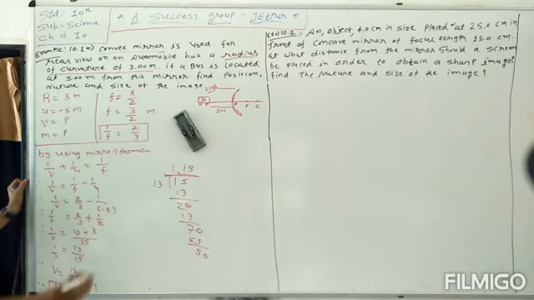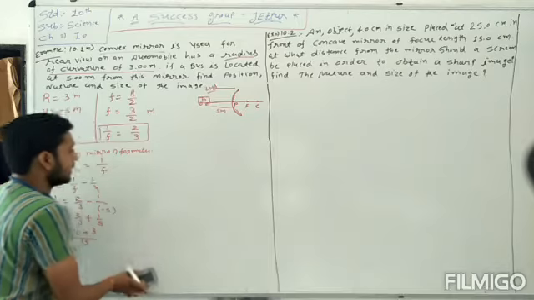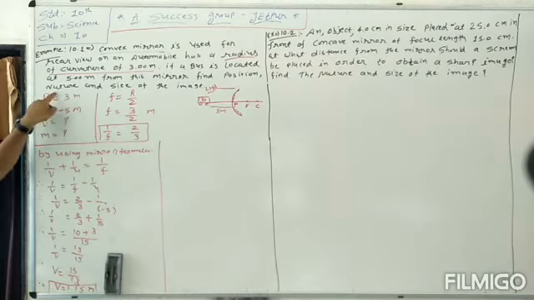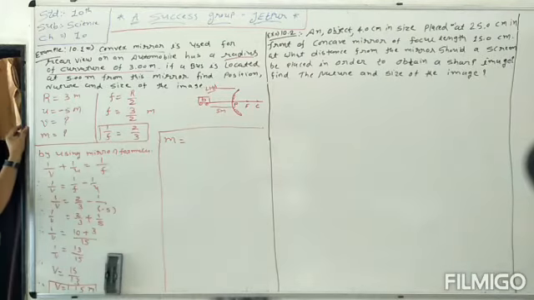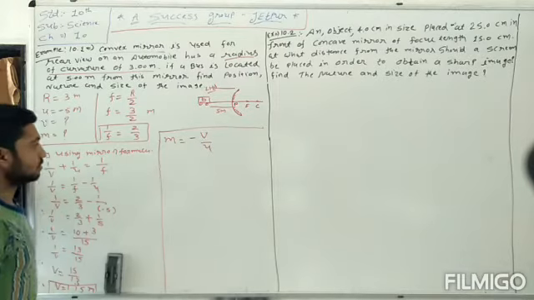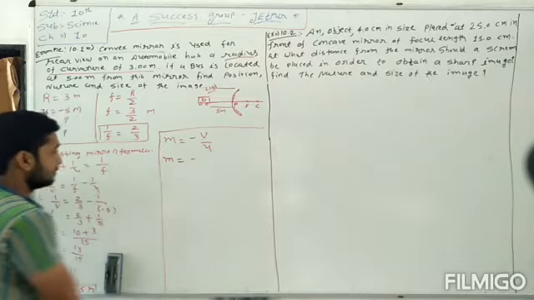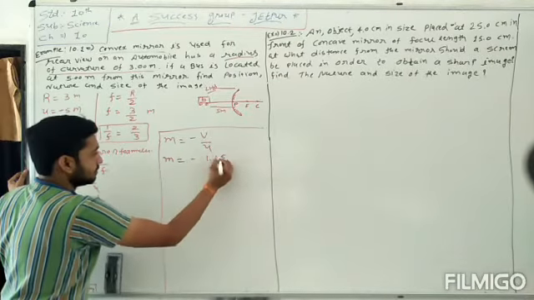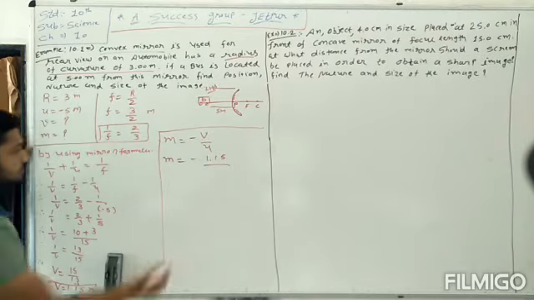So what will be in meter? So 1.15 meter. Now we find the nature, so we use magnification. M is equal to minus v by u. This is the formula of magnification. Minus v means 1.15, so 1.15 divided by u. u is minus 5.